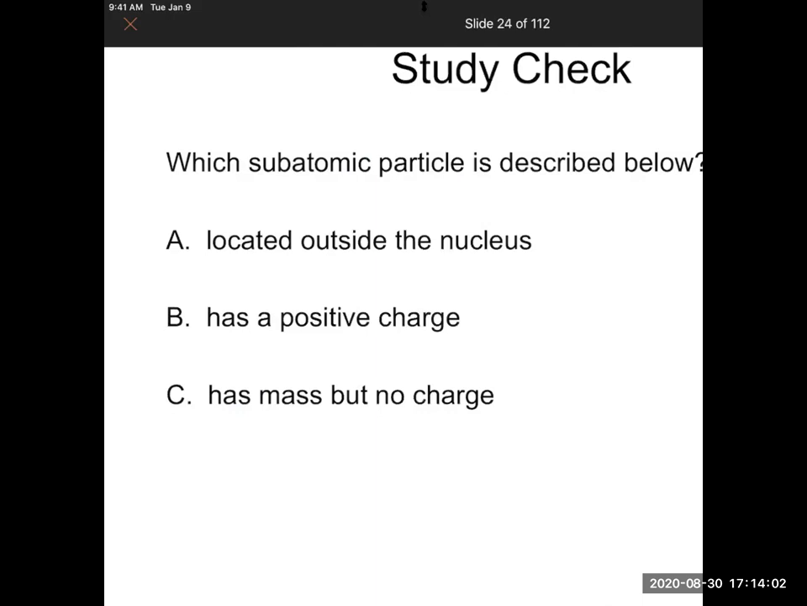Here's a study check that I recommend you pause and try to answer.